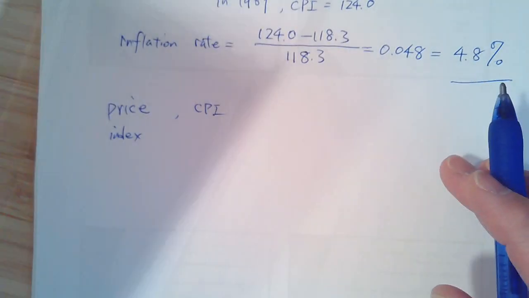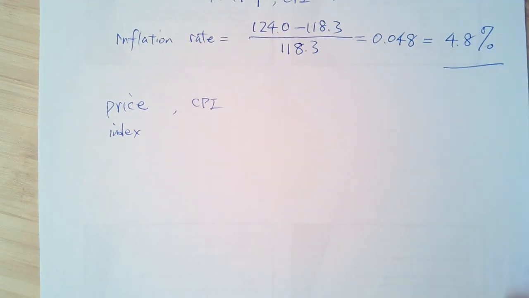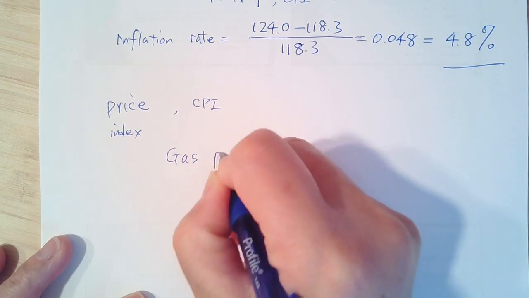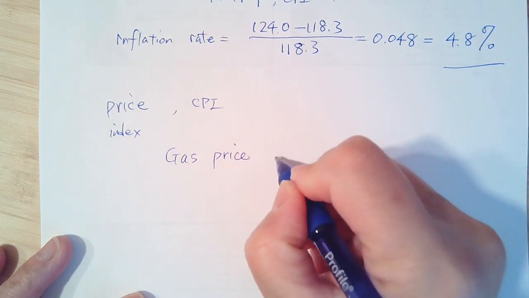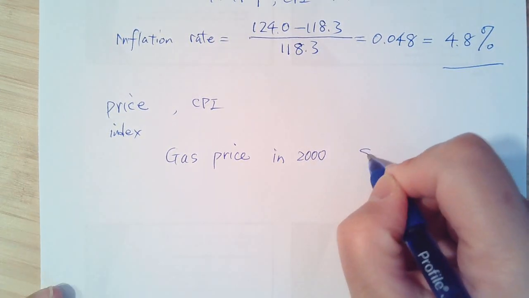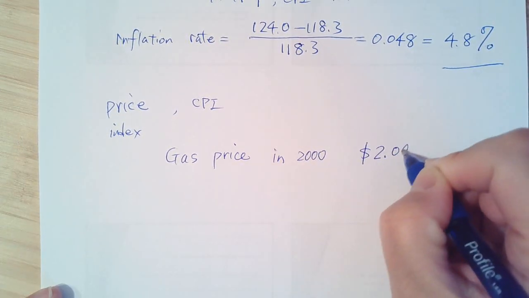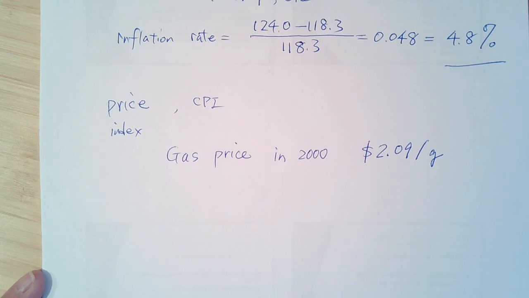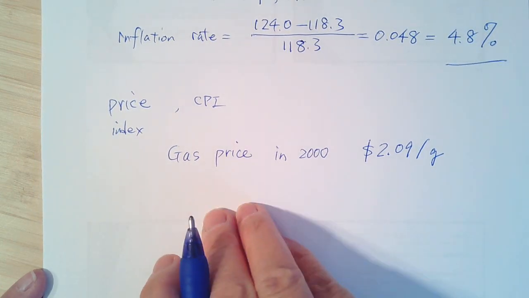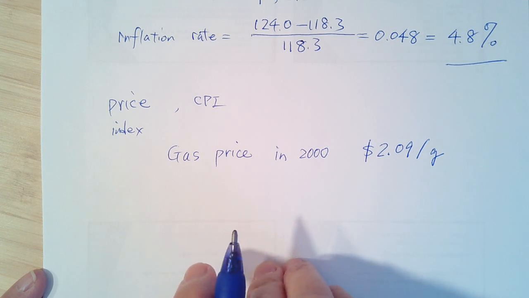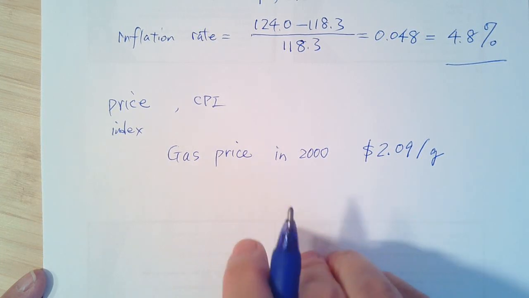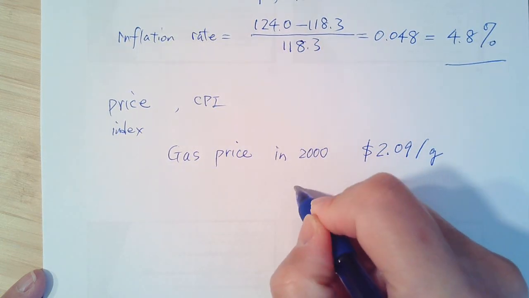What does that mean? Let me give you one example. The gas price, again, we like to use this because we need gas every day, right? The gas price in 2000, I just said the average, is 2.09 per gallon. Now if the price changed at the same rate as the CPI change, then what would be the adjusted price for the year of 2020?